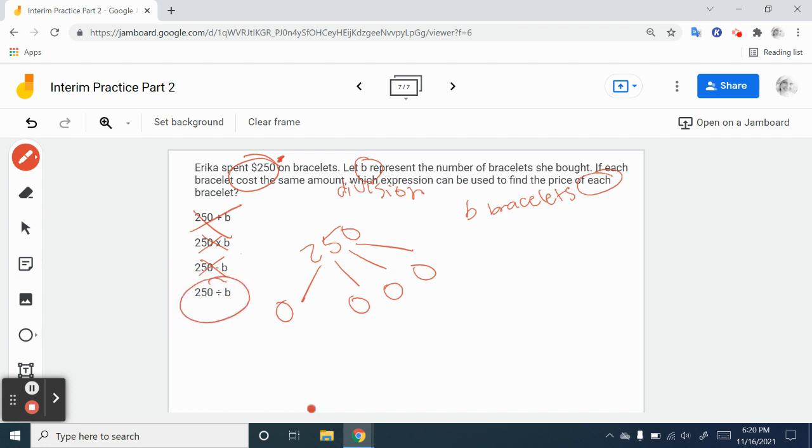So take your time, go over these questions. They're not exactly the same questions as the test, but they're very similar. So make sure that you understand these, because this is what the test will look like on Thursday.